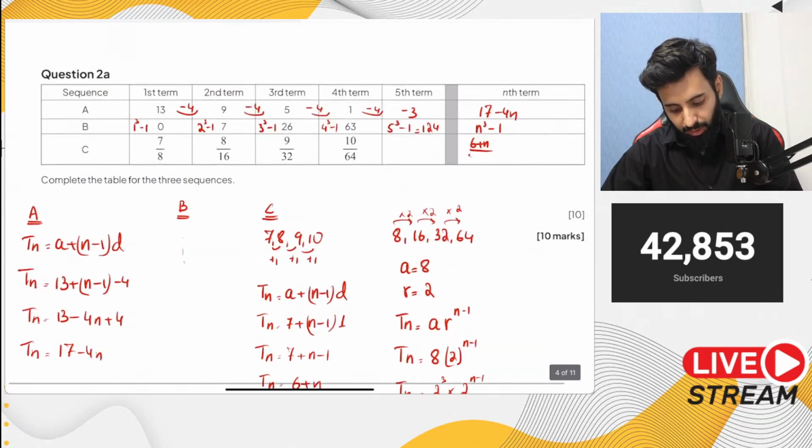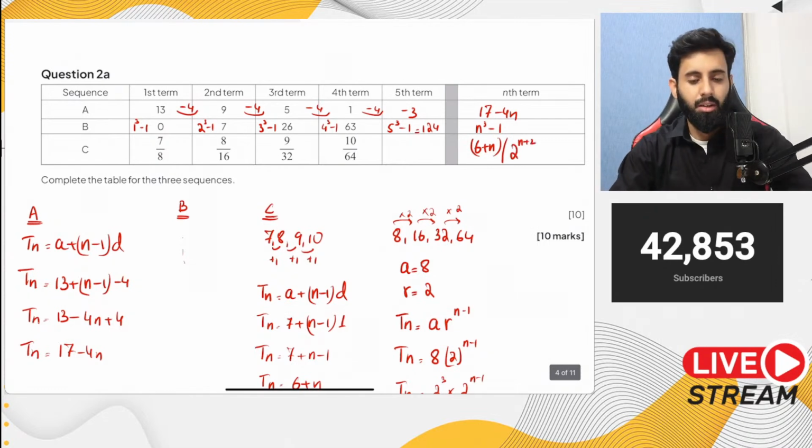So there you go. That's the denominator, 2 to the power n plus 2. Now I'm going to write this nicely so you can see easily what I've written. 6 plus n divided by 2 to the power n plus 2. And there you go. That's your answer to part C.